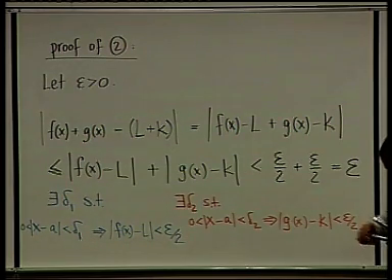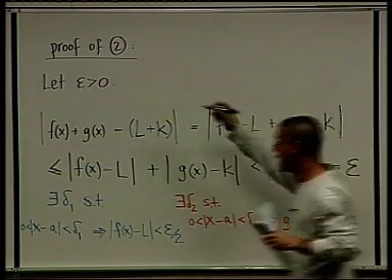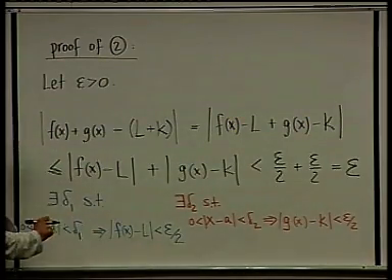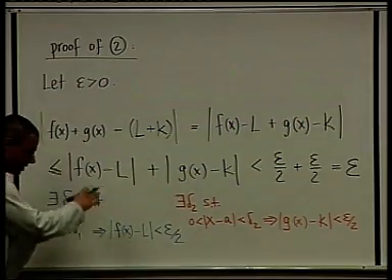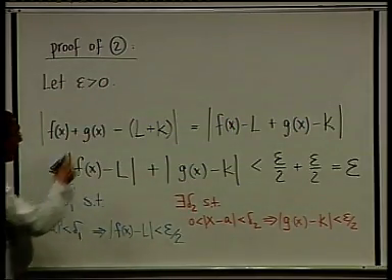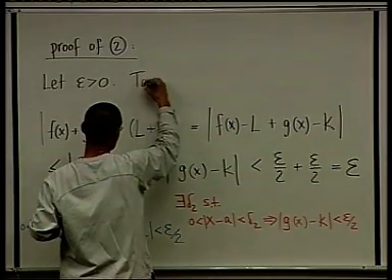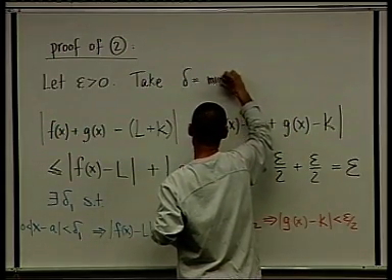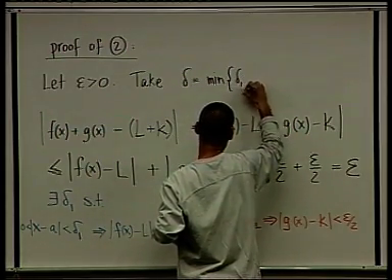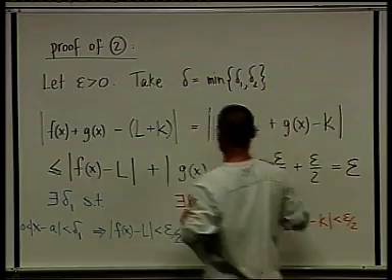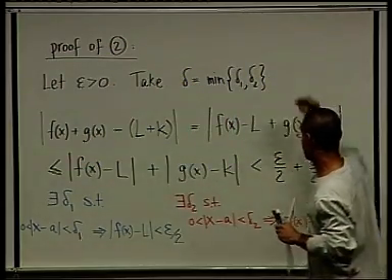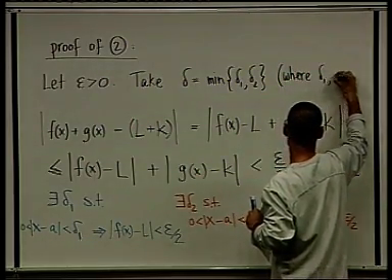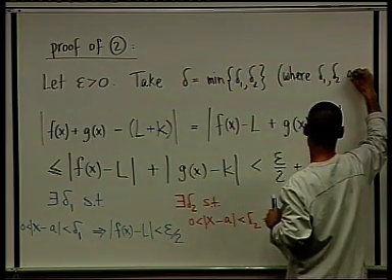So altogether, here's the last step, I go back up here. I know there exists a delta 1 that satisfies this. I know there exists a delta 2 that satisfies that. Take delta to be the minimum of delta 1 and delta 2, where delta 1 and delta 2 are as below.